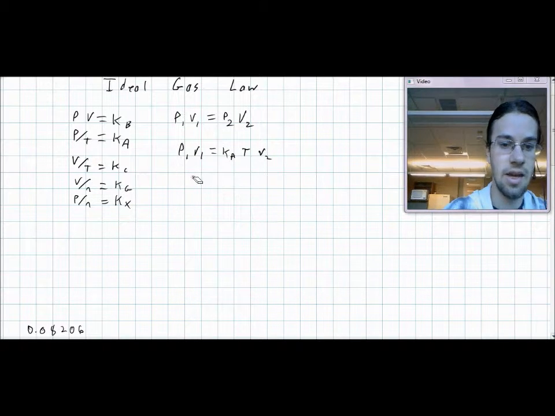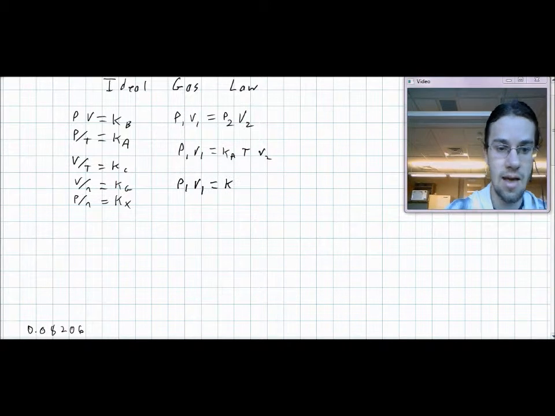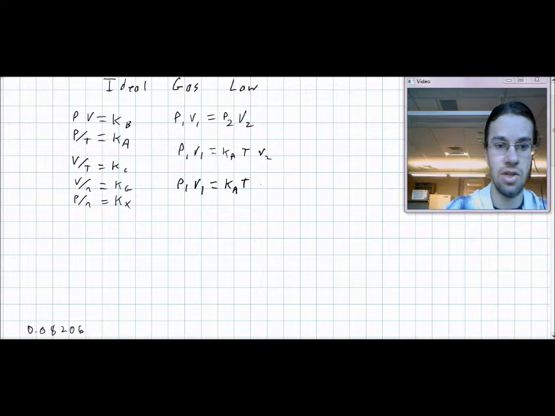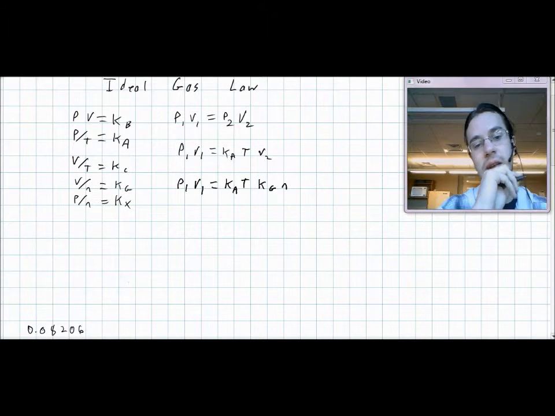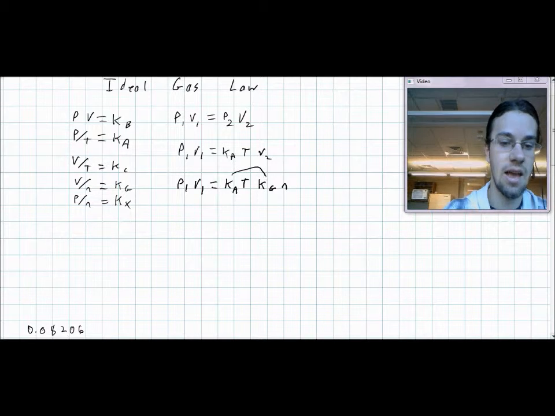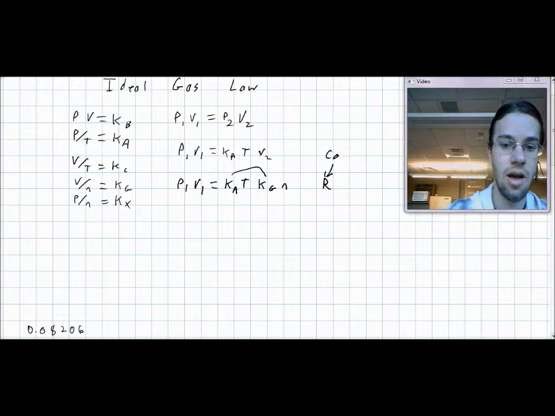Now when I plug it in up here for that V value, what we simply get is an equation that will look like P1 times V1 is equal to Ka times T times the wonderful looking equation that I just devised, which is Kg n, n being the number of moles. So what I'm going to do is multiply Ka and Kg together, and that is going to give us a new constant, which I am going to call R.